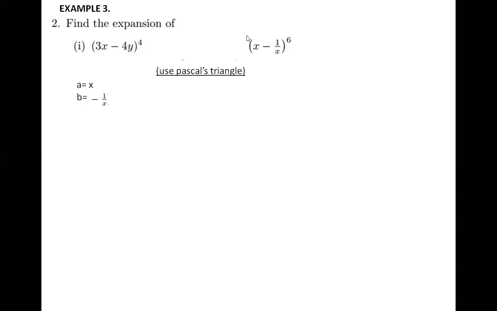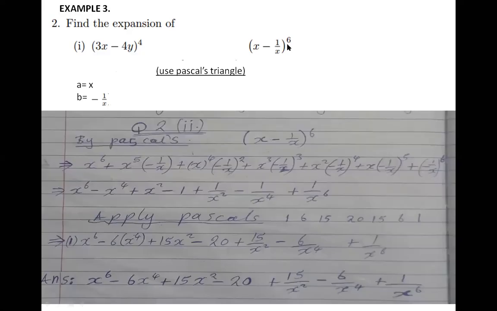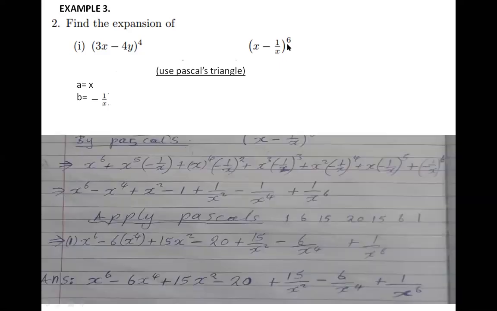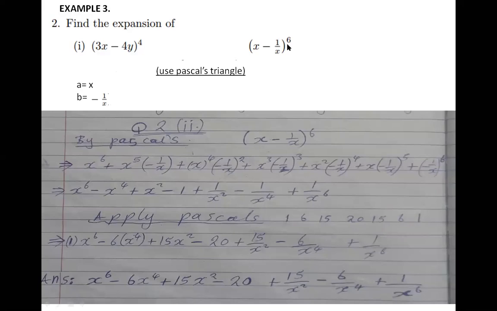So the value of A there is going to be X in this expression. Our value of A is going to be X, and then the value of B is 1 over X. And then our N there is going to be 6. So N is just the power of the expansion. So if you work it out properly, this is going to be your solution.